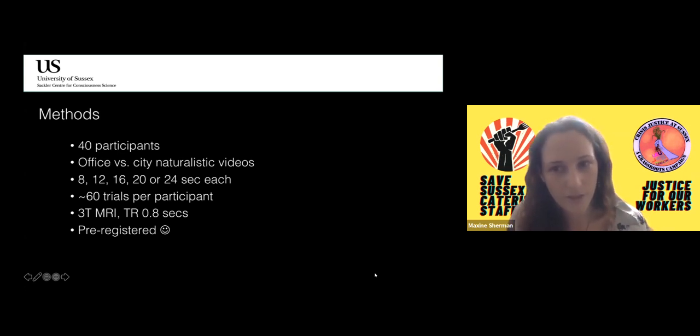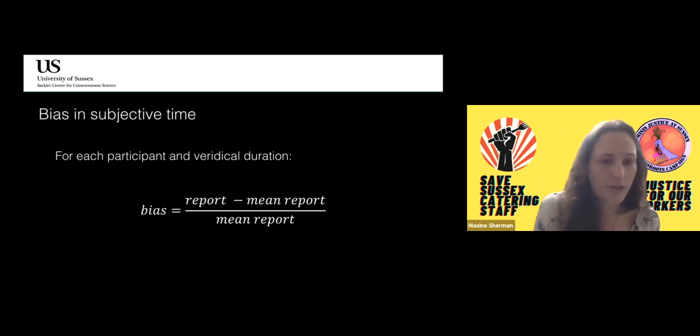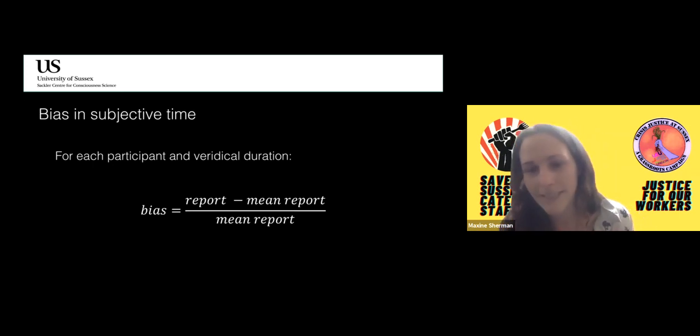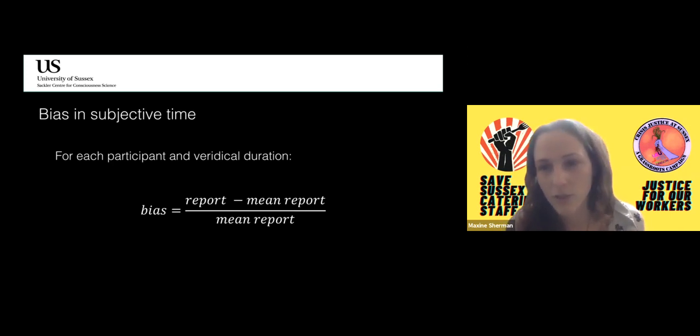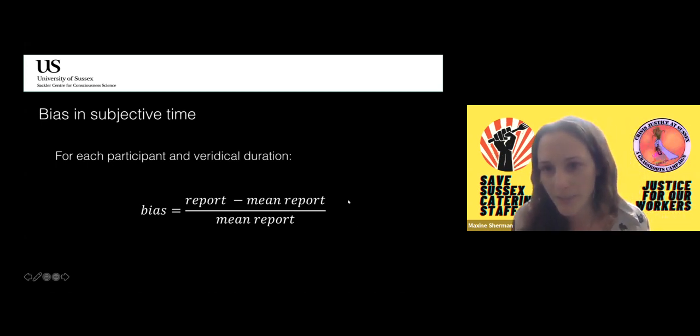So we've got about 60 trials per person on average. And so the crucial DV here is people's bias in subjective time. So we weren't interested in the extent to which people could predict time, i.e. show responses that correlated with clock time. We were interested in the extent to which people were under or over reporting duration. Did it feel long or did it feel short?